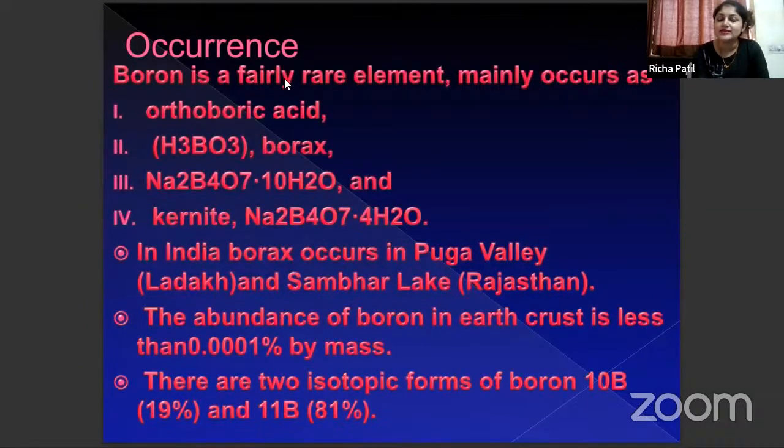So boron is a rare element. It is found mostly in orthoboric acid, borax, then sodium borate, kernite. So kernite, what is the composition?